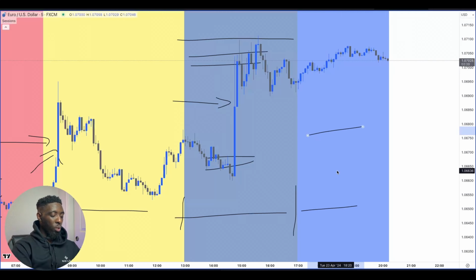Now this can help you with your pair selection as well. So when you're doing the London-New York overlap, you want to focus on pairs that can be traded during these sessions. So you're looking at your major currency pairs. You're looking at Euro USD, GBP USD, USD JPY, and stuff like that. You can do USD CAD as well. So let's do USD CAD real quick.